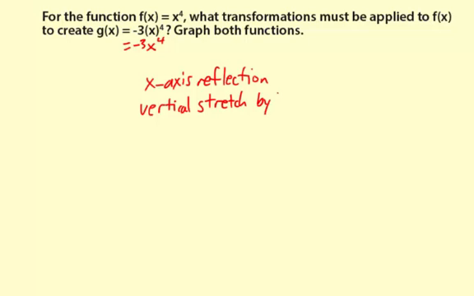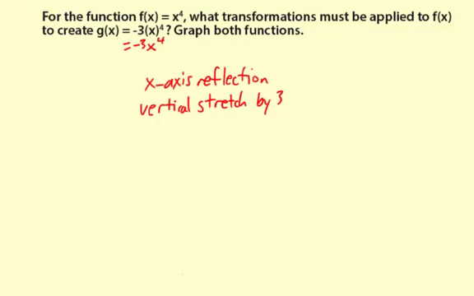I'll put by 3 here. So it's by a factor of 3, but I just write by 3. It's a little simpler to write. Okay, so that's what I think. I think we have the negative sign in front, and that's an x-axis or vertical reflection. And then we have the 3, which is a vertical stretch by 3.